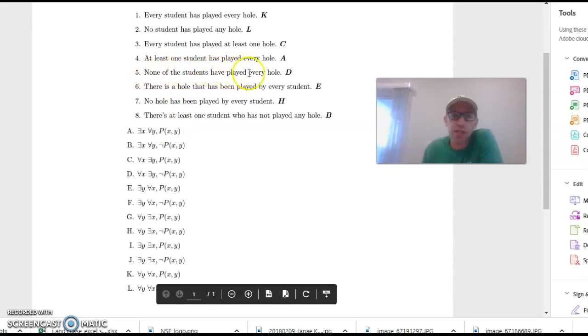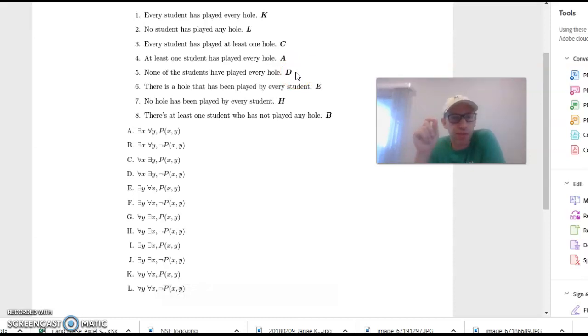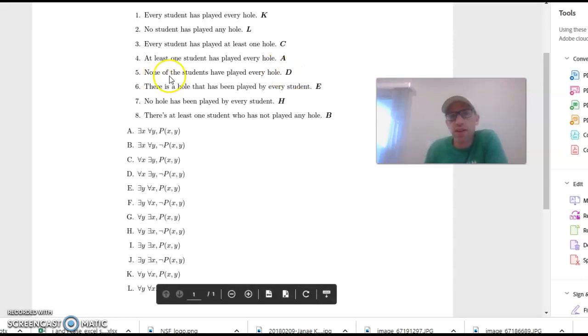None of the students have played every hole. I think this one really ratchets it up a notch in difficulty level. None of the students. So we don't have a symbol for none, right? I mean, you could negate an at least one, but we haven't really looked at a way to do that. We've only negated the end.